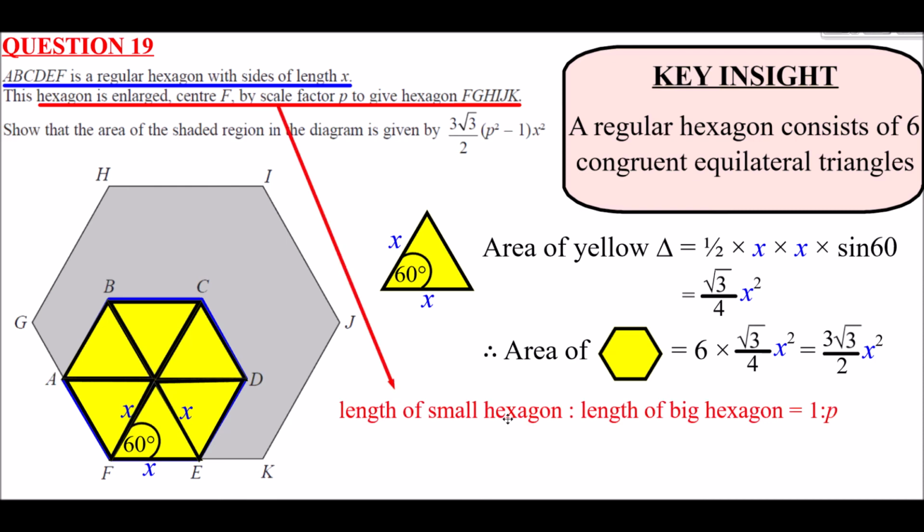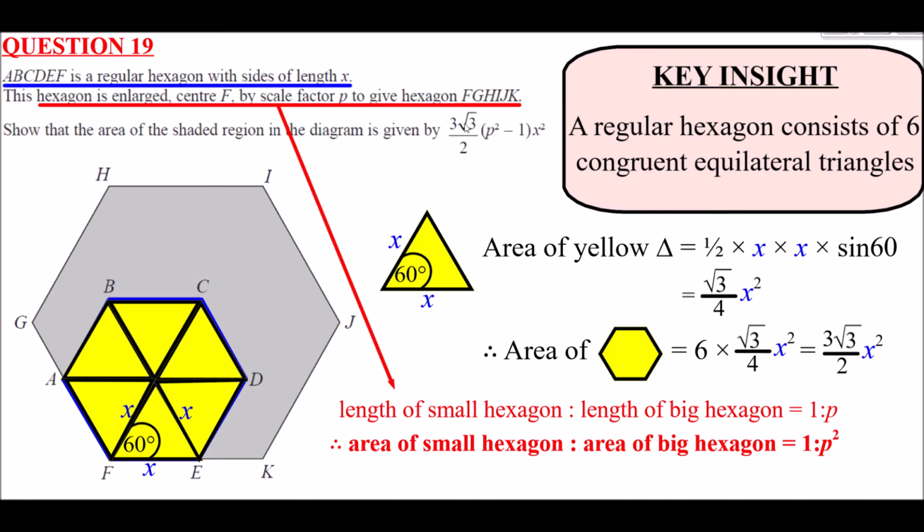It means that the length of a small hexagon, the original, compared to the length of the bigger one, is 1 : p. For every one original unit, we multiply it by the scale factor to get the length in the new shape. 1 times p gives p. We now need to consider, from length ratios of similar shapes, the area ratios and not the volume ratios here, but if you know the length ratio is 1 : p, then the ratio of areas of the small to the big will be 1 : p squared. So this is the area ratio we're going to use now.